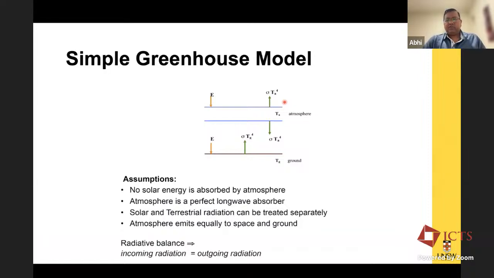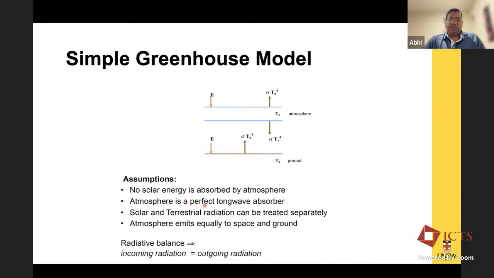To get some sort of realistic surface temperature, we can start using a simple greenhouse model, which is shown here. We can see that this is, for example, the atmosphere, and this is the surface. The assumption here is that no solar energy is absorbed by the atmosphere. This is again just a simple approximation.